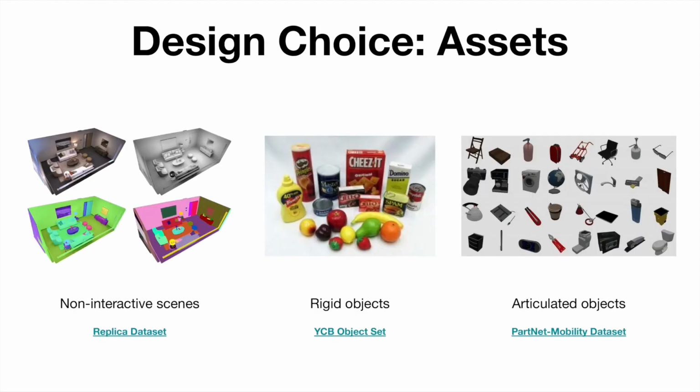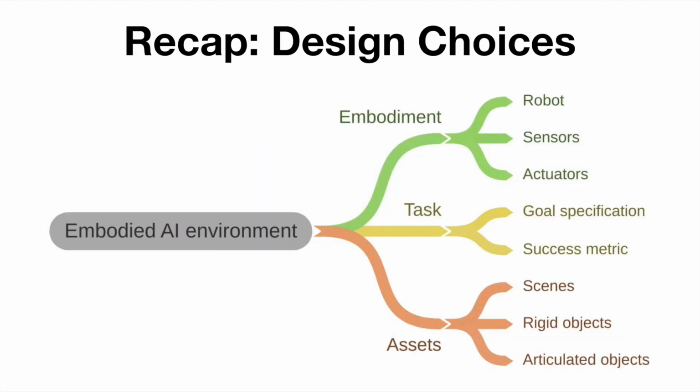Different tasks need different types of assets. There exist many large-scale, non-interactive scene datasets, like Replica, Gibson, Matterport 3D, and etc. They are suitable for navigation. For manipulation, rigid objects and articulated objects are needed to support interaction between the robot and the environment. We have briefly described the common design choices to build an embodied AI environment.